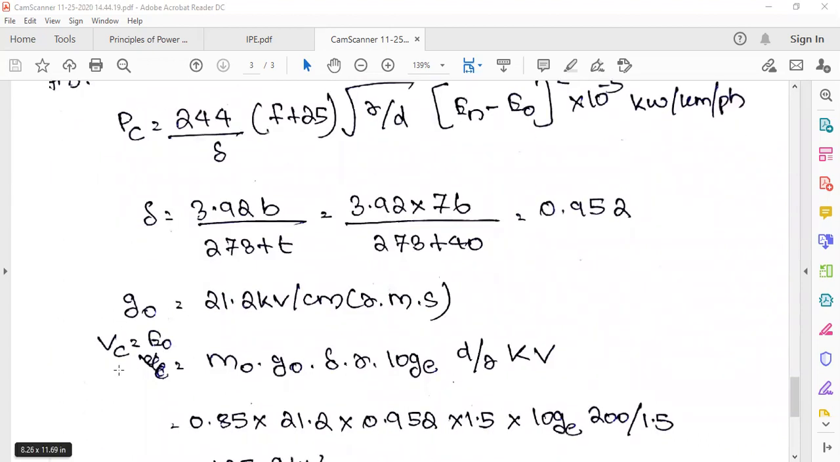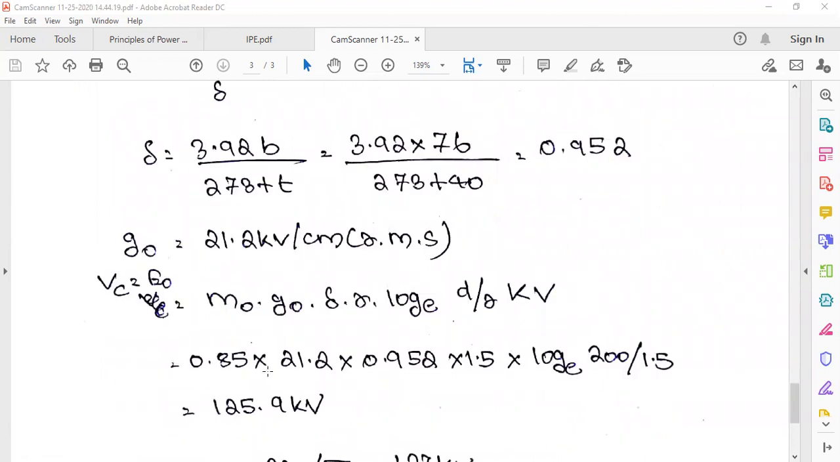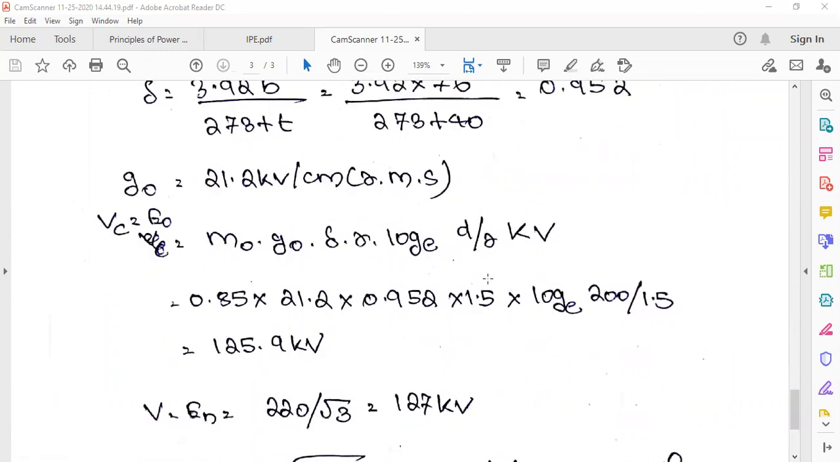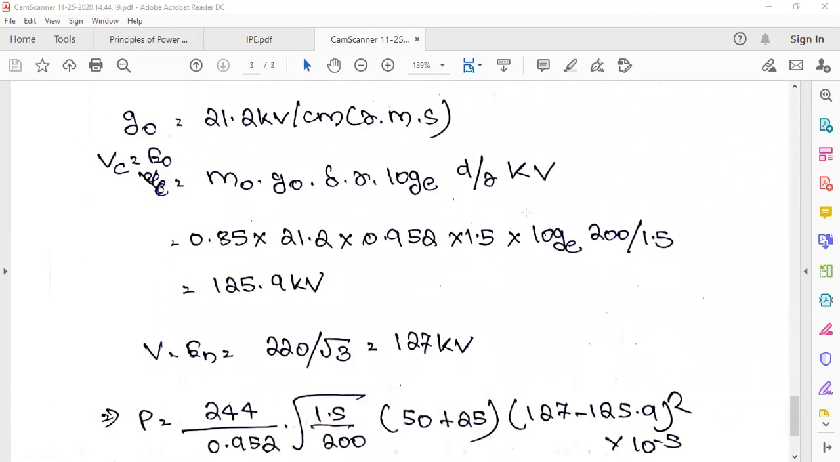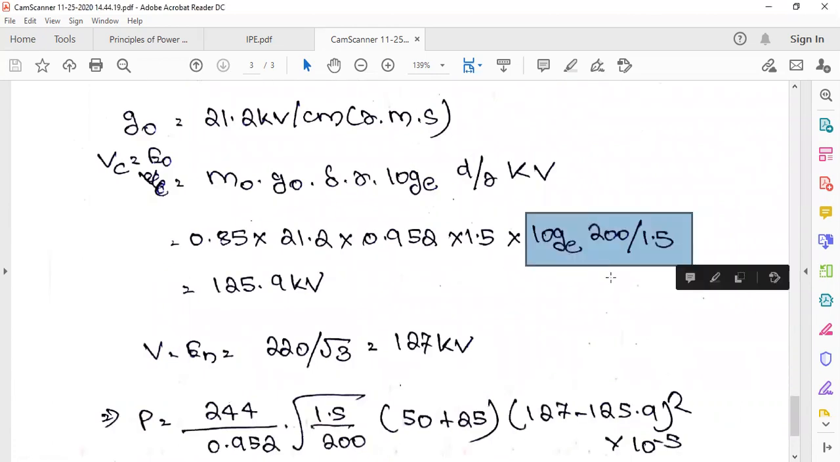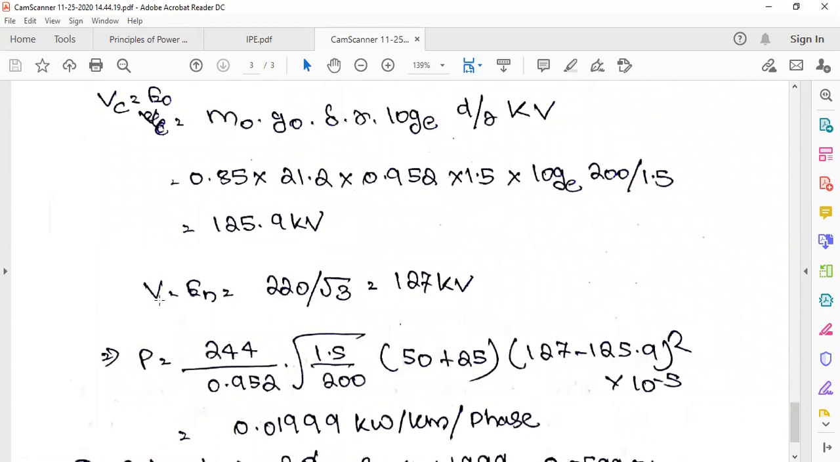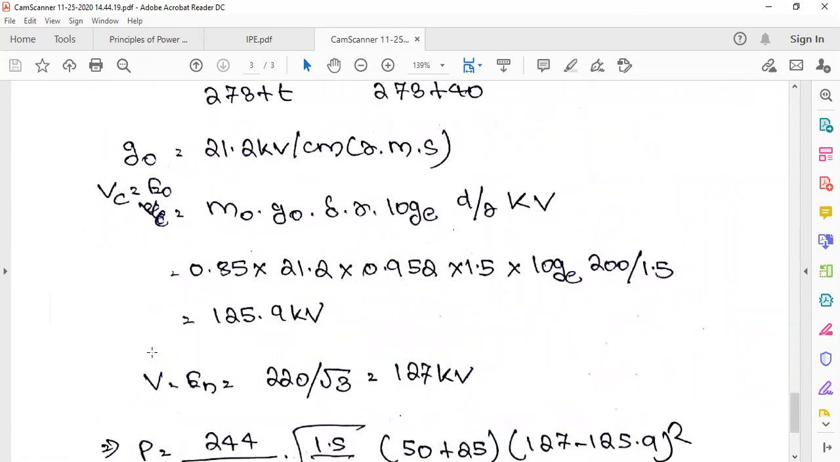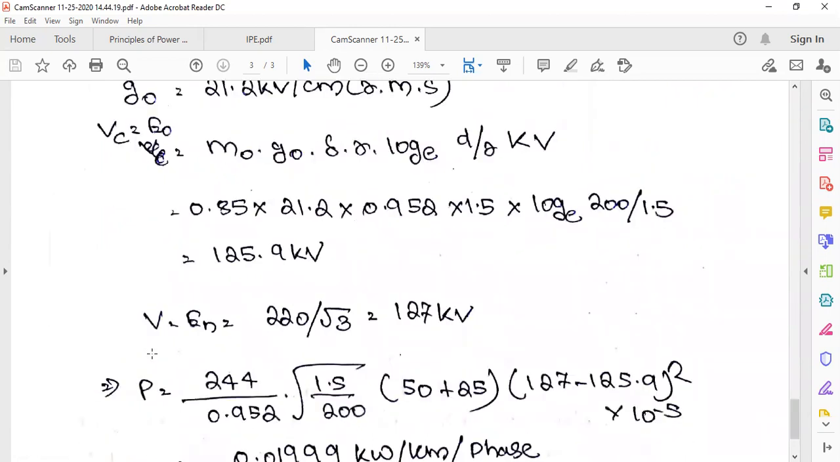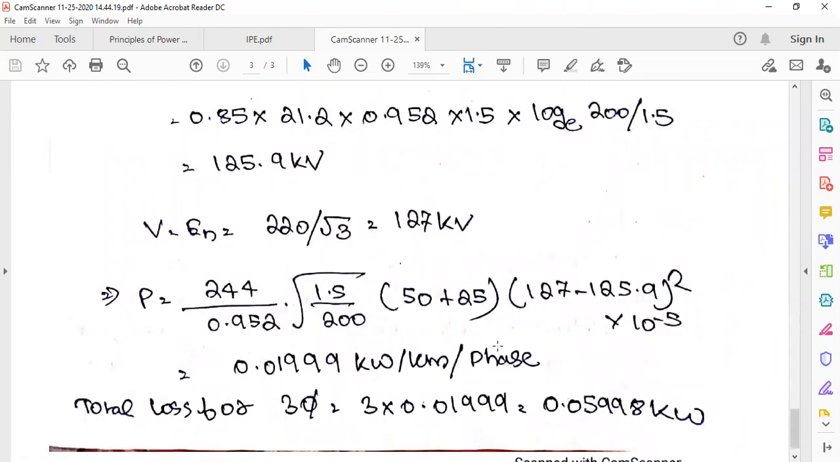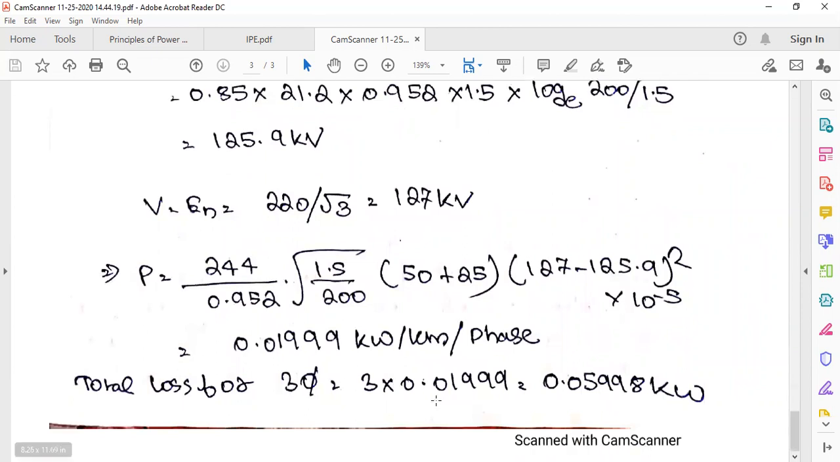G naught is not given here; it is 21.1, the dielectric strength of air. Then the critical disruptive voltage is M naught into G naught into del into R, the same equation; you substitute. So practice in your calculator how to compute del and all. And you get this value, and the RMS phase voltage is 220 by root 3, and you substitute directly. Everything is given. And for a 3-phase line you should multiply it by 3.